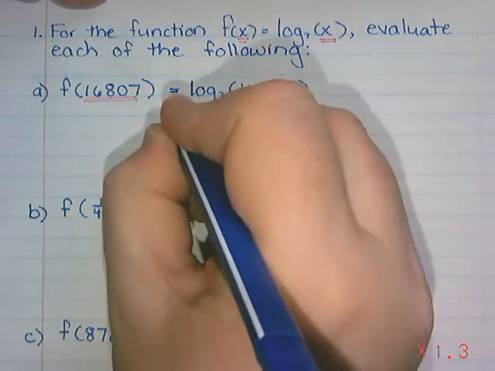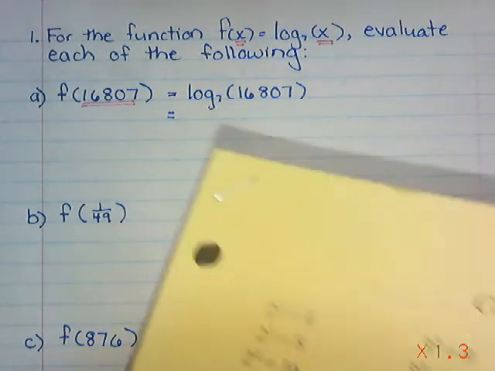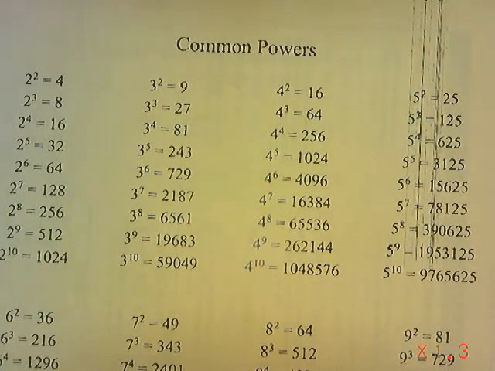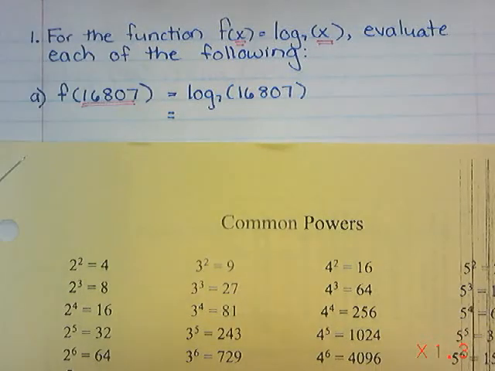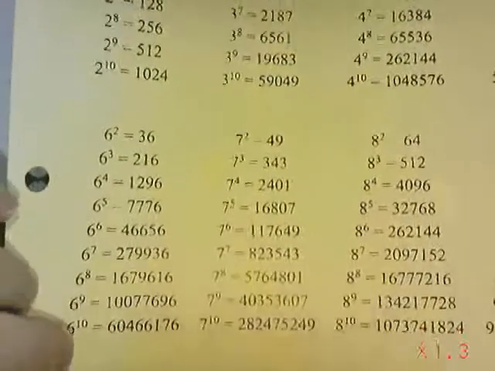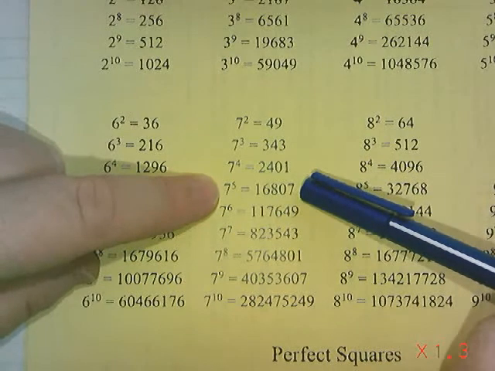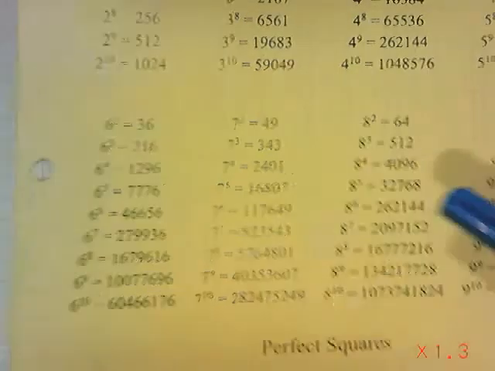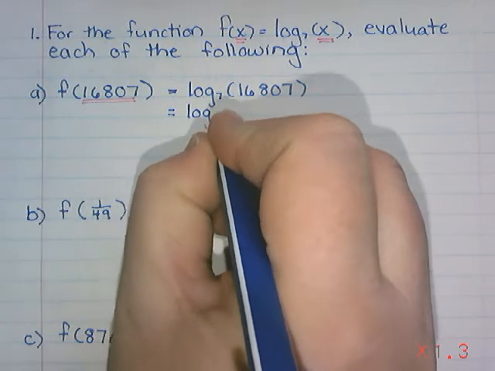Now, there are multiple ways to calculate it. The one I like the best is using our yellow reference package. I would look at my list of common powers, and a log is asking the question, 7 to what power equals 16,807? So I look at my powers of 7 for that number. I do see my powers of 7 here, and I notice 16,807 is 7 to the power of 5. So I'm just going to replace 16,807 with 7 to the power of 5.